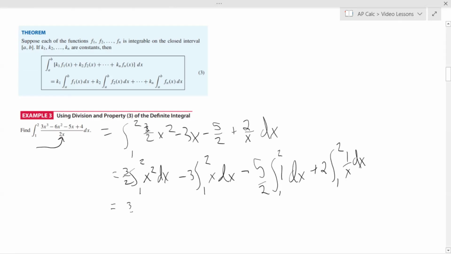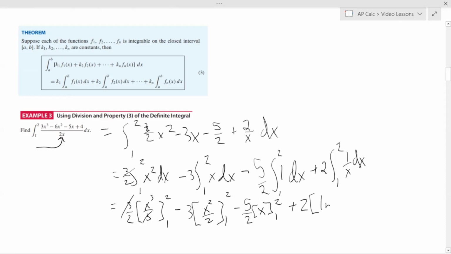So this would be 3 halves times x cubed over 3 evaluated from 1 to 2. And now the 3's would cancel. You'd really have x cubed over 2 minus 3 times x squared over 2 evaluated from 1 to 2, minus 5 halves times x evaluated from 1 to 2, plus 2 times the natural log absolute value of x evaluated from 1 to 2.